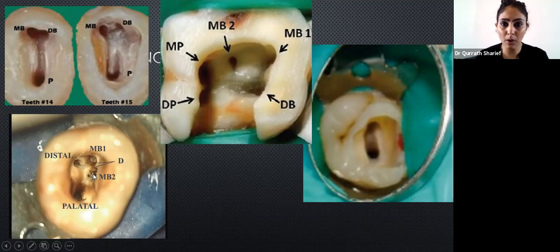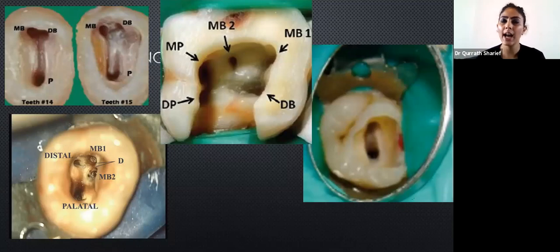The next method is you can use troughing with the help of ultrasonic tips. There are many ultrasonic tips in the market, which are basically diamond coated. Again, you need to follow the dentinal map for this, and you need to trough from MB1 to the palatal aspect. You need to keep troughing. What troughing does is it will remove the dentine which is overlying the canal orifice, so that it becomes easier for you to identify or locate the MB2 canal.